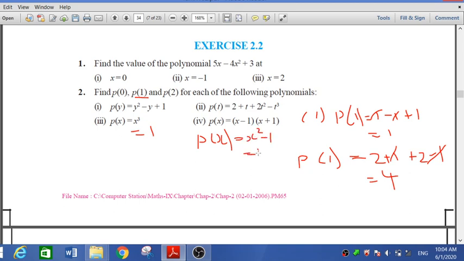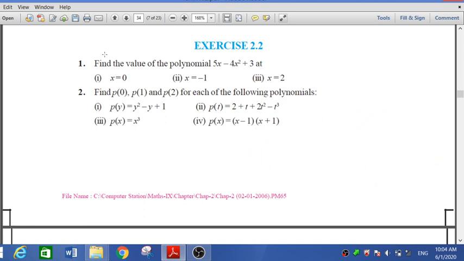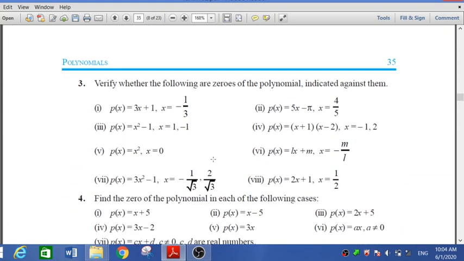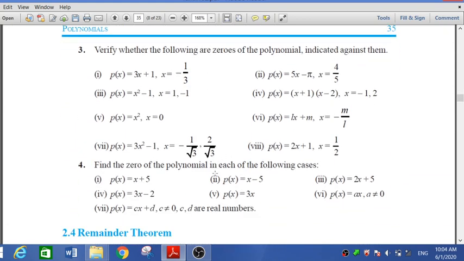So if I put 1 minus 1, the answer is 0. Exercise 2.2, questions 1 and 2 are all easy. I am explaining all the sums here mostly. So 2 questions we have done. Now we have to start the third and fourth question. It is a very easy exercise.